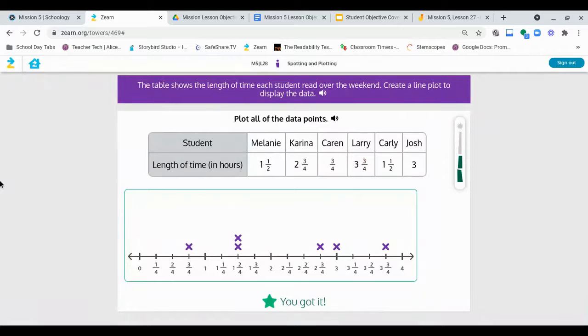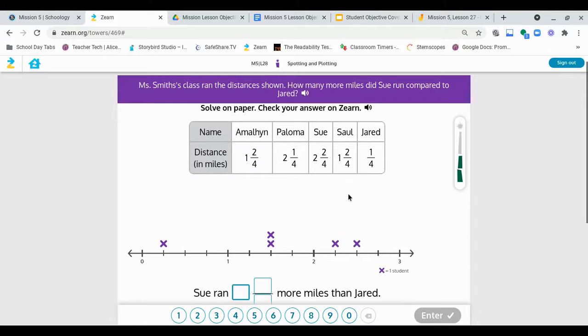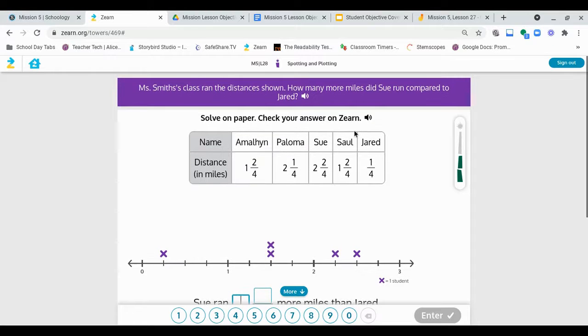Okay, now we're at this top rung of the tower. It says Miss Smith's class ran the distances shown. How many more miles did Sue run compared to Jared? Solve on paper, check your answer on Zoom. So it's asking how many more miles did Sue run compared to Jared? Well, Sue ran 2 2 fourths. Jared ran 1 fourth.